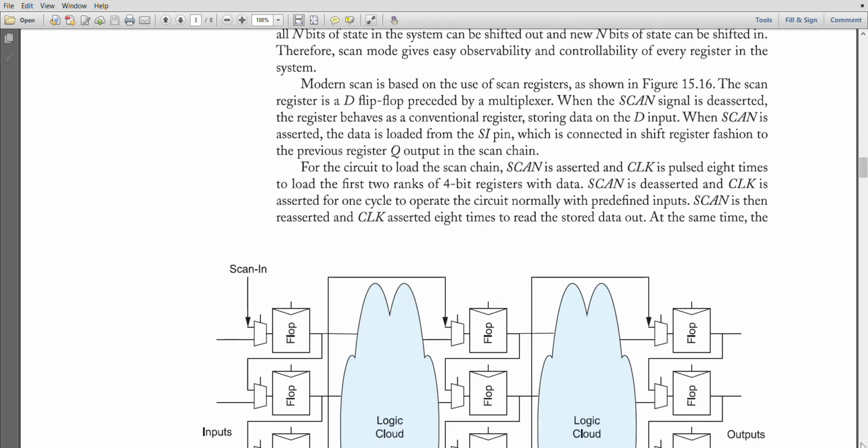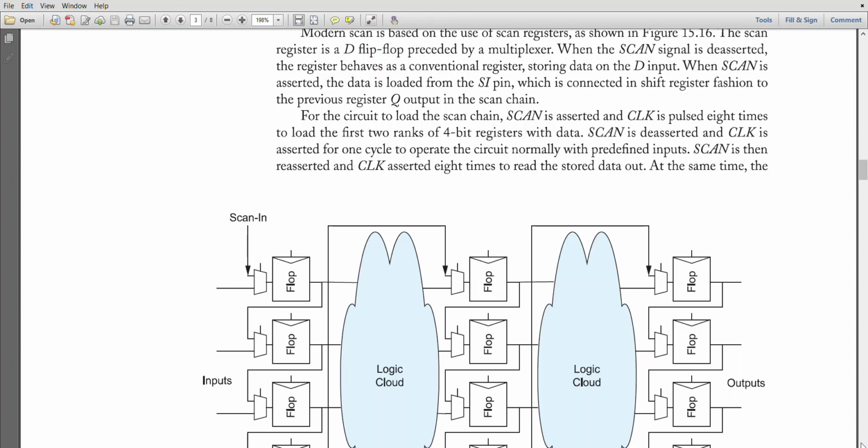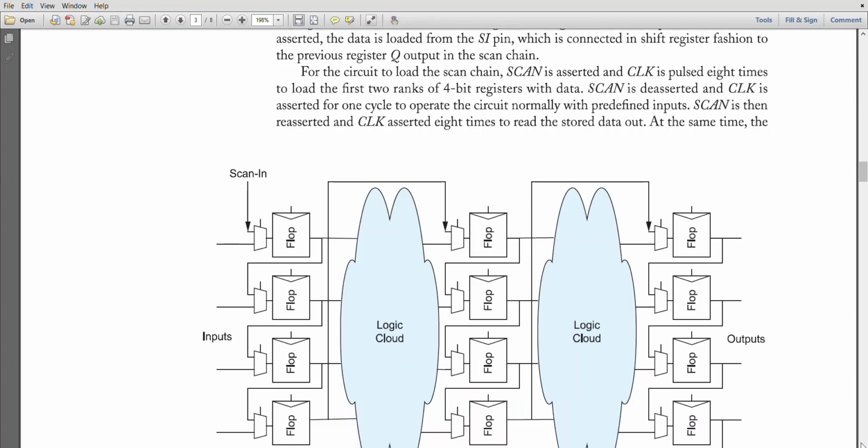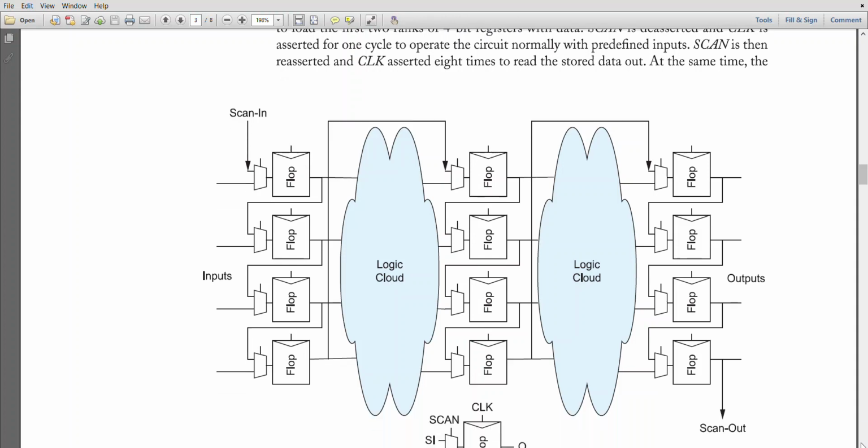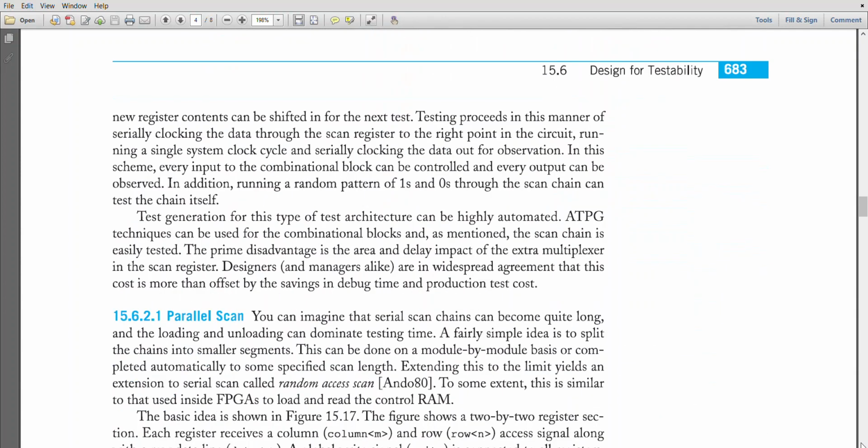Okay, so 8 times you are saying the scan is reasserted, and then it is stored and data out, I mean scan out, is there to observe the results. At the same time, new register contents can be shifted in for the next tests, and testing proceeds in this manner of serially clocking the data out of the scan register to the right point in the circuit, running a single system clock cycle, and serially clocking the data out for observation.